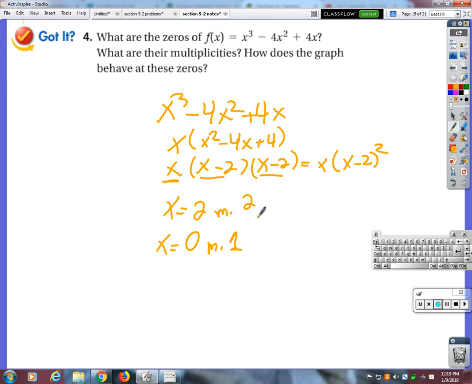Okay. Vili, what will happen at the graph at x equals 2? Right, so it's a parabola-like shape, so that means it just touches the x-axis. And what will happen at x equals 0? It will cross the x-axis.